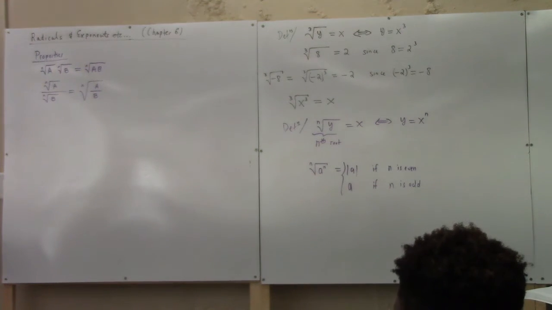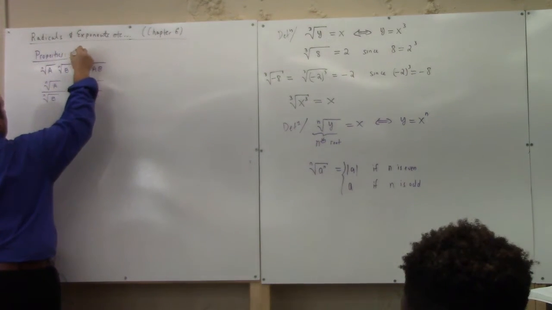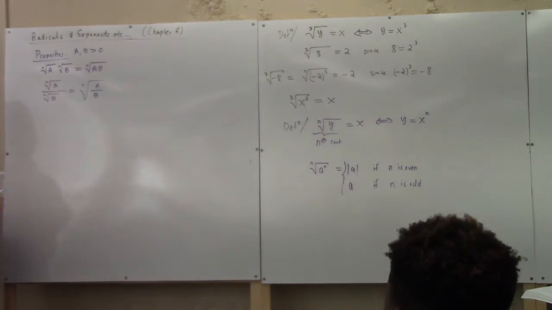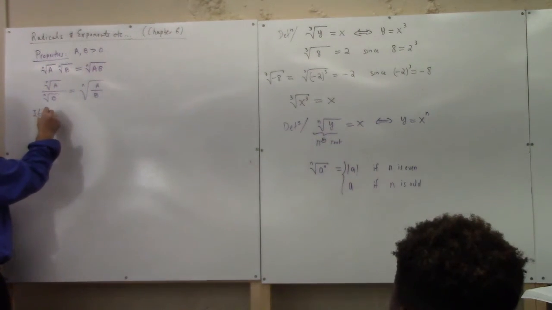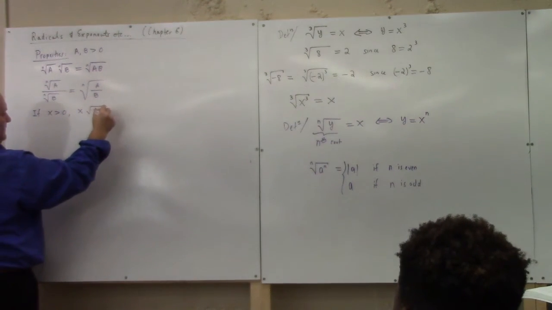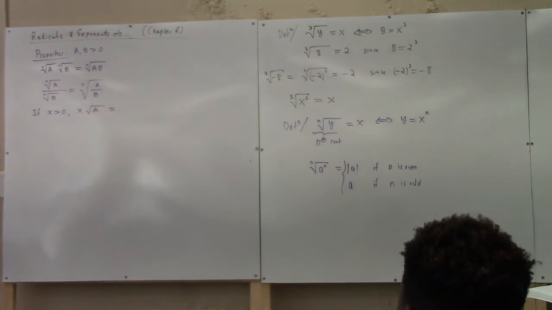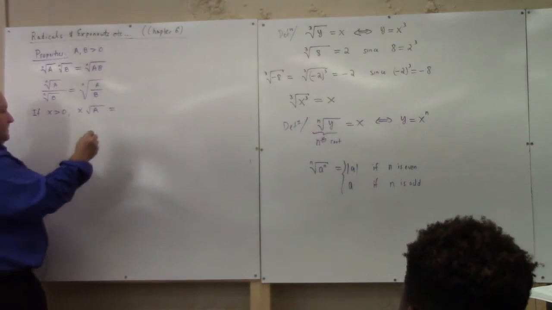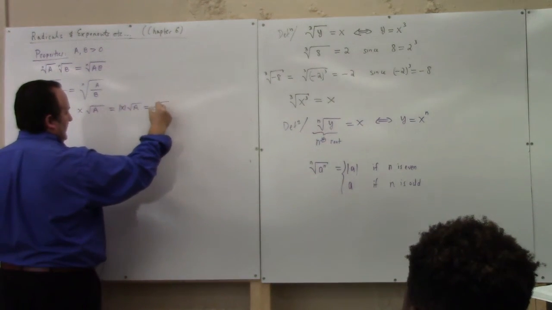Let's see here, what else can I tell you? And here, I'm assuming a and b are positive just to keep things simple. So if x is greater than 0, and you have x times the square root of a, you can rewrite x as what? If x is greater than 0, it's equal to the absolute value of x, which is equal to the square root of x squared, right?